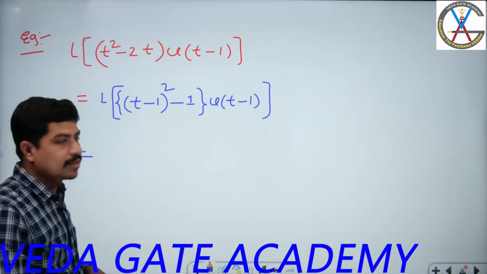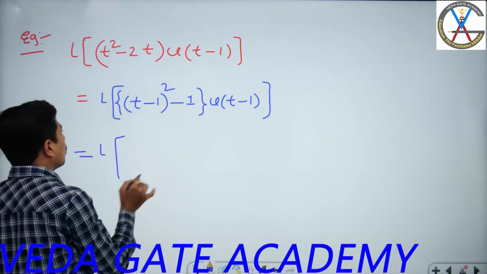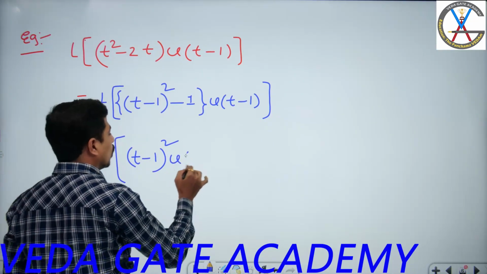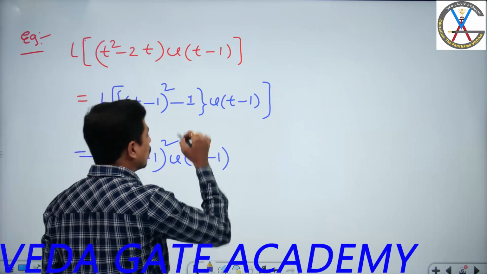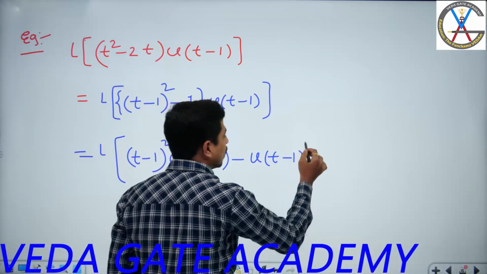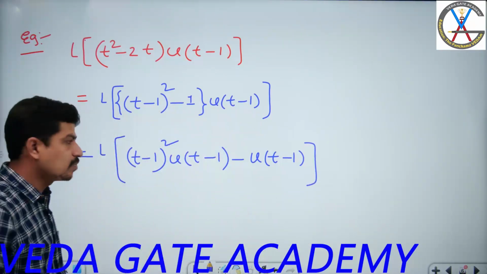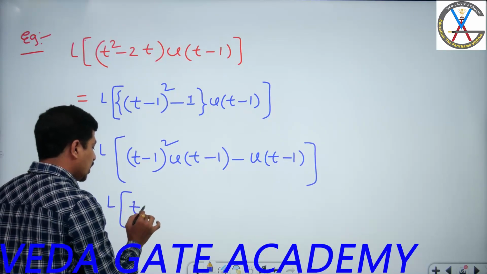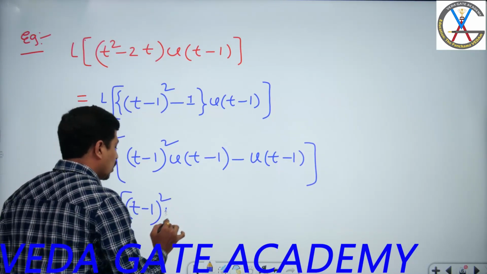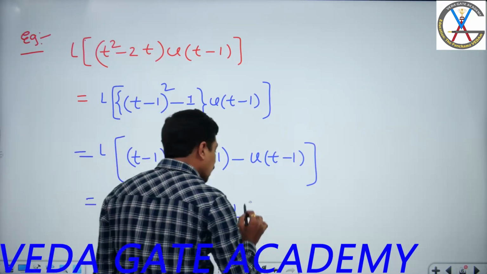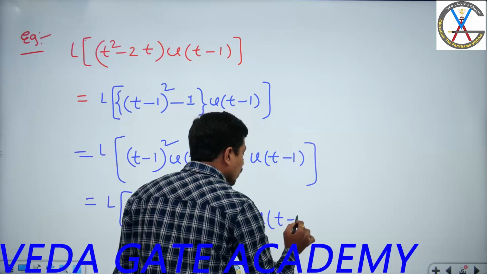Then split it. Laplace transform of t minus 1 whole square into u of t minus 1, minus 2 times t minus 1 into u of t minus 1, minus u of t minus 1. Now apply Laplace individually: Laplace transform of t minus 1 whole square into u of t minus 1, minus Laplace transform of what? u of t minus 1.